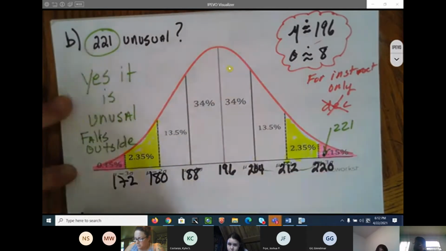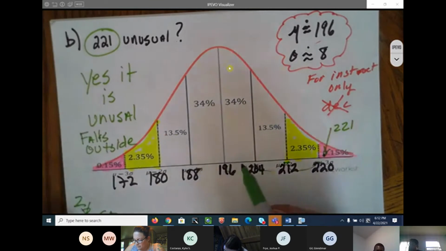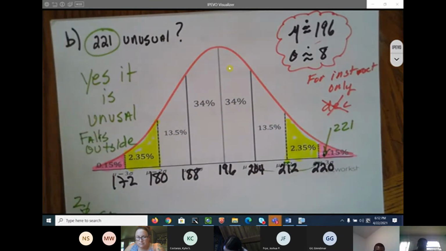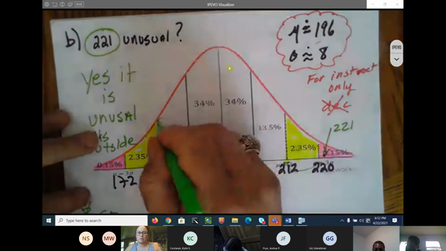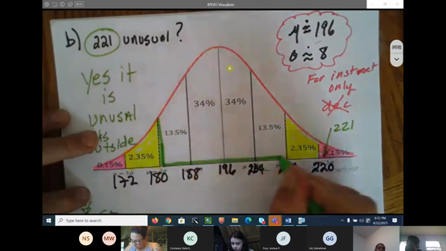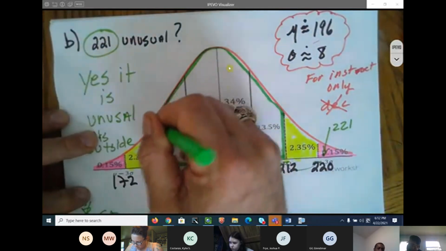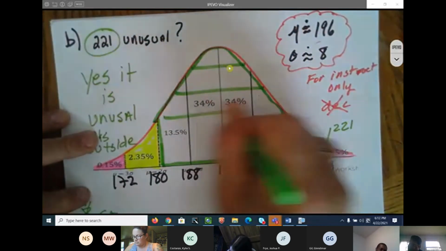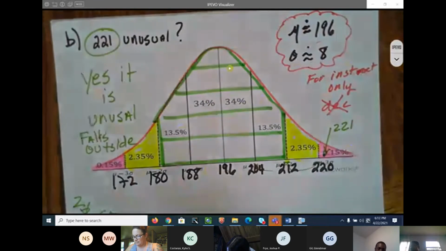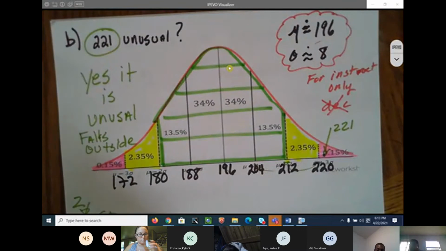Actually, this one falls outside of 3 standard deviations, but the question's going to say 2, because 2 standard deviations is what? Green, remember? 2 standard deviations is green, which stands for what? Starts with an N. Normal. So 2 standard deviations is green. So the 221 falls outside of what? 2 standard deviations. Or you could say it falls outside the green area. And that's B.